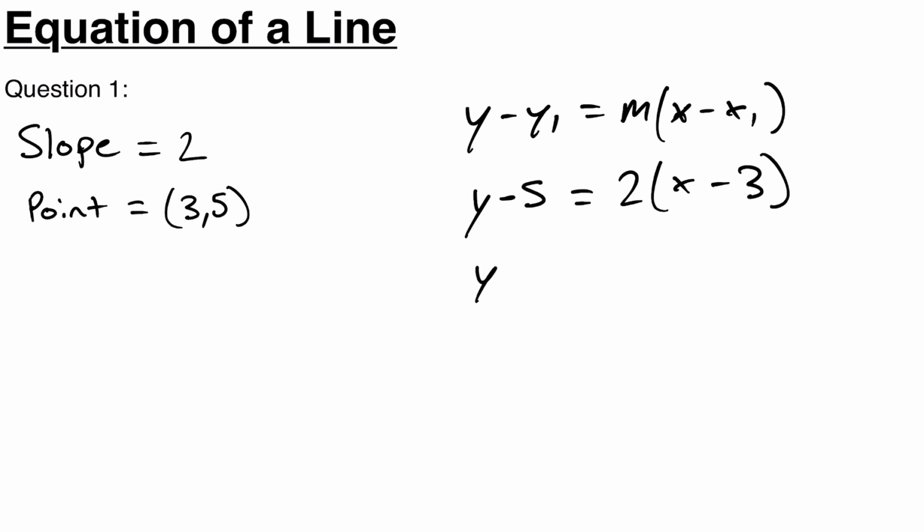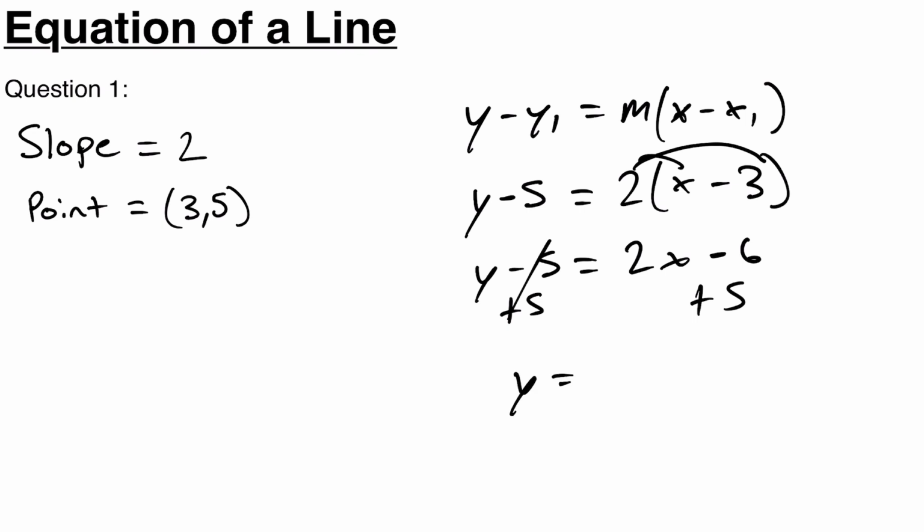So we'll get y minus 5 is equal to 2 times x, which is equal to 2x, and then 2 times negative 3, which is minus 6. So y minus 5 is equal to 2x minus 6. And now we can add 5 on this side, and that'll cancel, and then we can add 5 on this side, and that'll give us our final equation of y is equal to 2x minus 1.